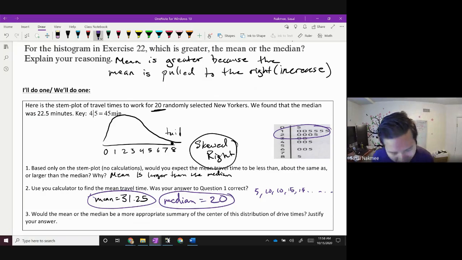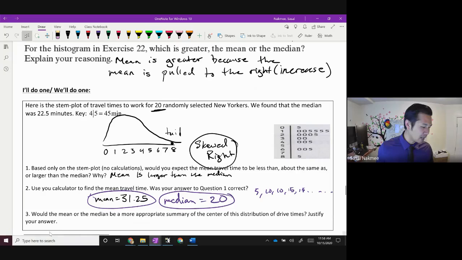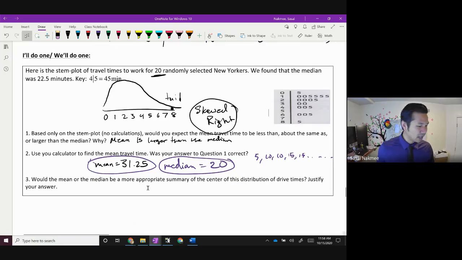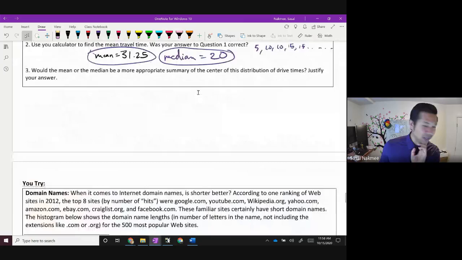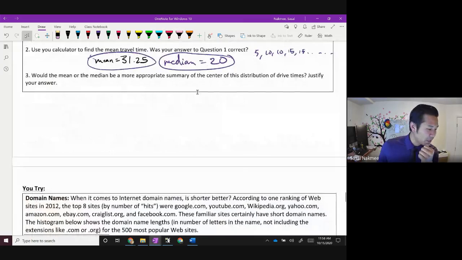There's no right or wrong answers for this. That's a lie. There is a right or wrong answer, but I'm not going to judge you if you get it wrong. I want you to think about this question: would you take the mean or the median, based off the data you have here, to represent it? Type that in and type out why into here, and then submit your notes. We're not going to do the You Try for this one. Just go ahead and submit your 2.3 notes with that. You should be done with this.